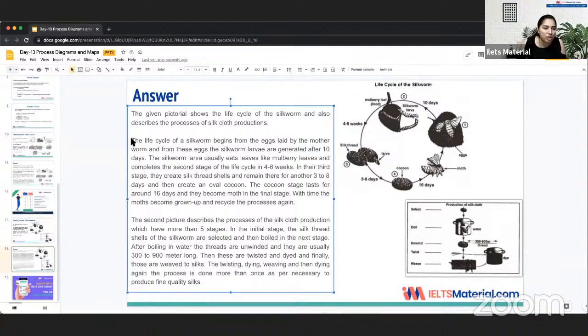So I have made sure that I explain the first diagram as the second paragraph and the next one as the third paragraph. Now, the steps are select, boil, unwind, twist, and weave. Weave into a cloth. Weaving into cloth means you take all the threads, take them together, and weave them into a particular cloth.